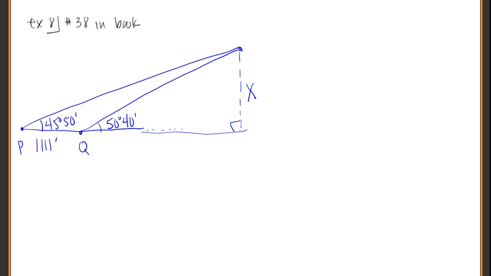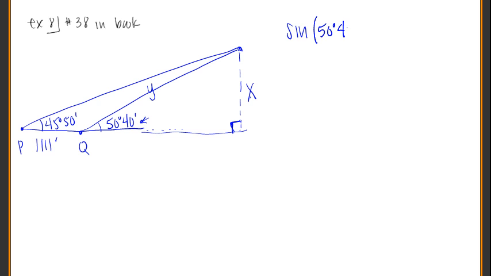All right. What I'm going to do here is a combination of old stuff and a combination of new stuff. Because if I can get this side right here, then all I have to do is use this formula. Since I'm in a right triangle, with respect to our angle 50 degrees and 40 minutes, X is the side opposite and Y would be the hypotenuse.